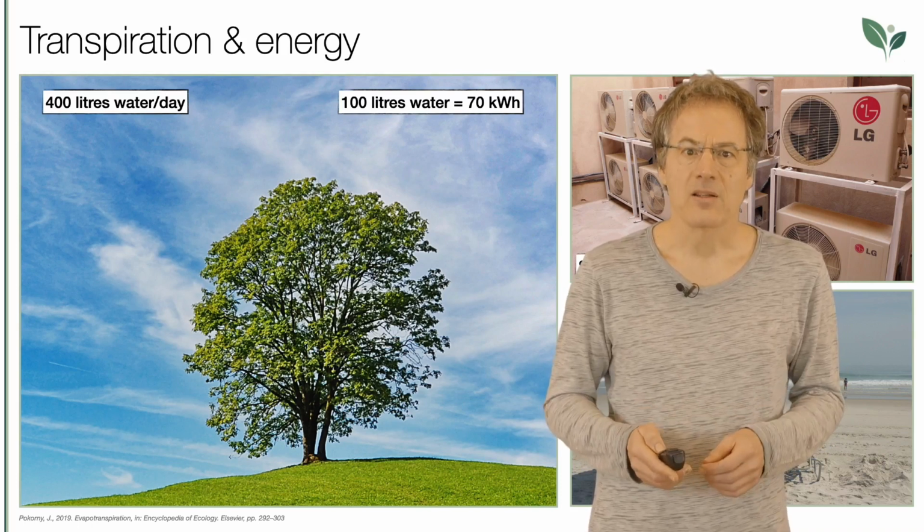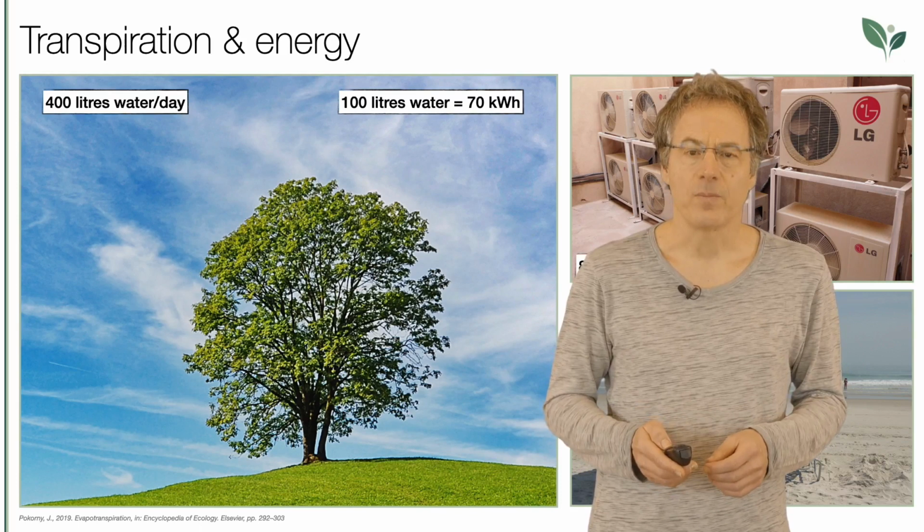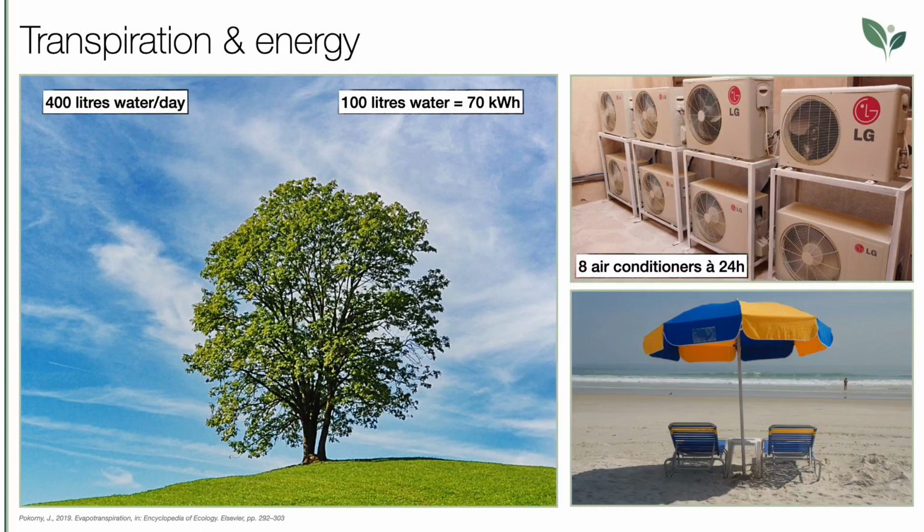Therefore, let us look at a comparison. These 280 kilowatt hours correspond to 8 air conditioning systems running for 24 hours, as shown here, which are widely used especially in southern countries. This is not only the energy required in the transpiration process, but also corresponds roughly to the cooling performance of trees or air conditioning systems.